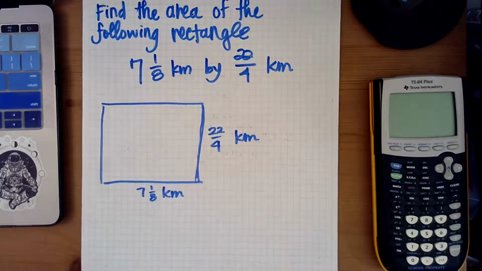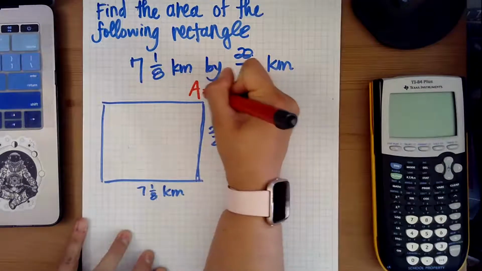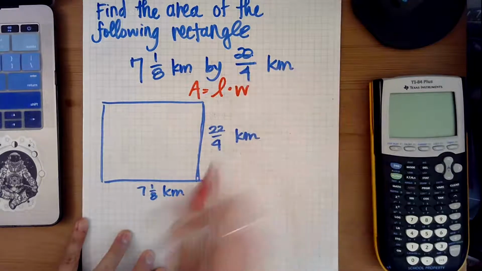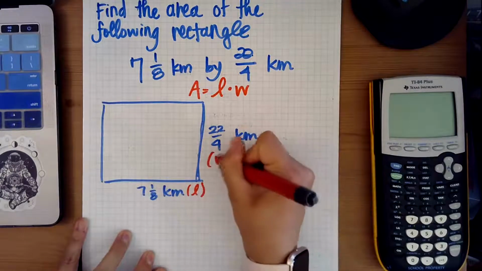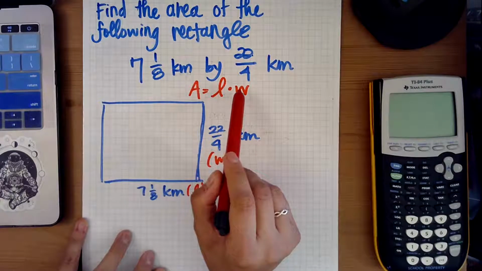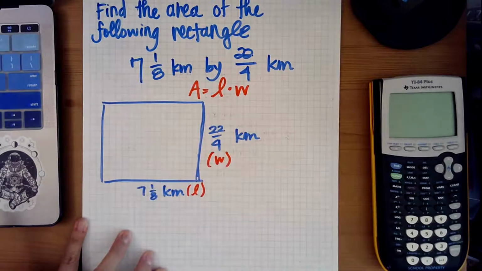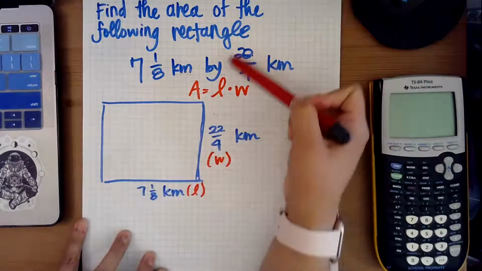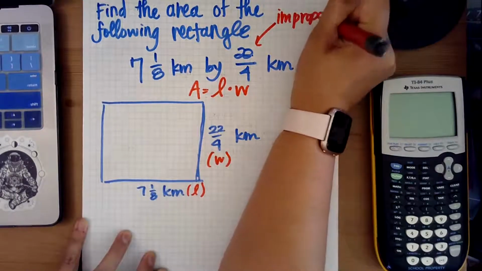The first thing I have to do is recognize that the area of a rectangle is length times width. So we can say this is my length and this right here is my width. But notice that one is a mixed number and the other one is an improper fraction. Because I'm multiplying and dealing with fractions, I have to do the top, bottom, bottom rule, which means I need to have them both in improper fraction format. So this is an improper fraction.